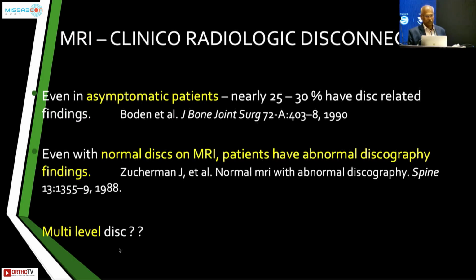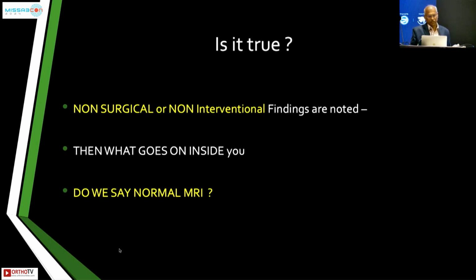No, not really so. We all know MRI has a big clinico-radiological disconnect. Even in asymptomatic patients, very early, even before the highly sensitive MRIs came, 25 to 30% have disc-related findings, but they don't have any symptomatic findings. With normal discs on MRI, patients can have abnormal discography findings. And we do not have to say anything about multi-level discs because they compound the problem to the power of 2 or 3. Is it true?